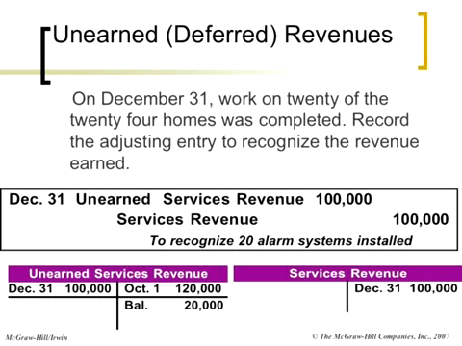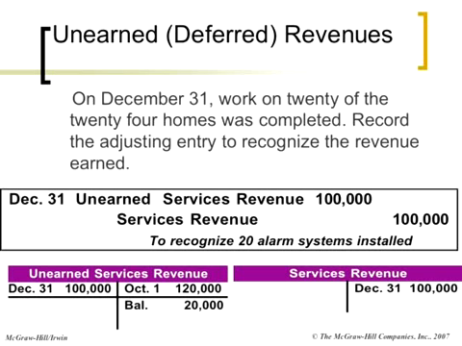Part 3. The unearned services revenue account has a credit balance of $20,000. This money will be recognized as more alarm systems are installed. The services revenue account has a credit balance of $100,000. The revenue account will appear on the income statement and be closed at the end of the accounting period. The liability account, unearned revenue, will appear on the balance sheet on December 31st.